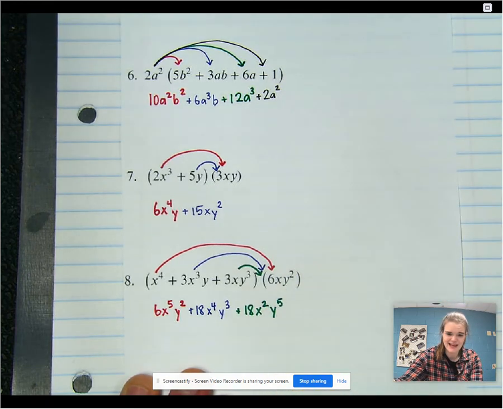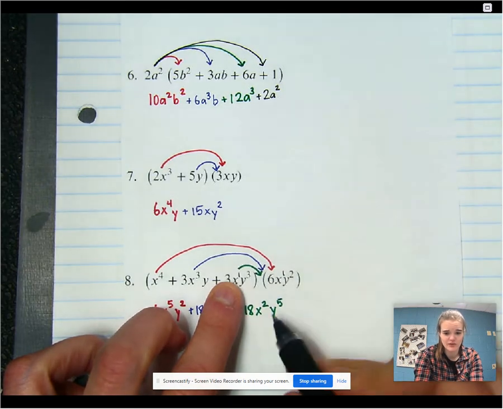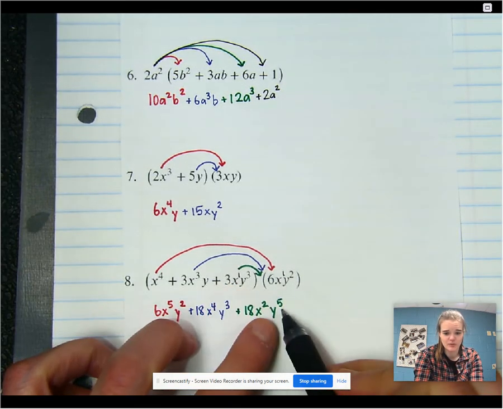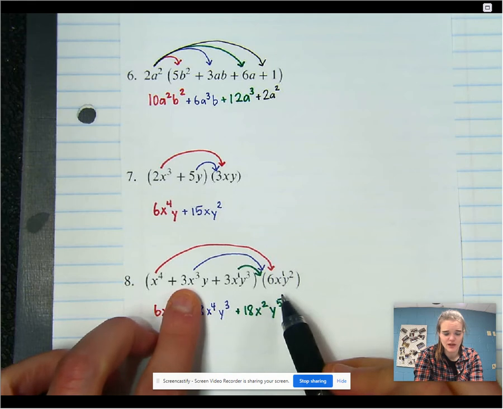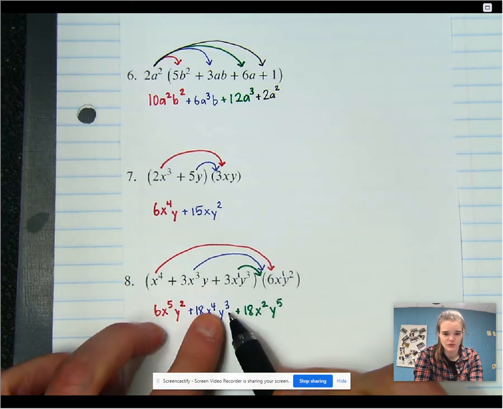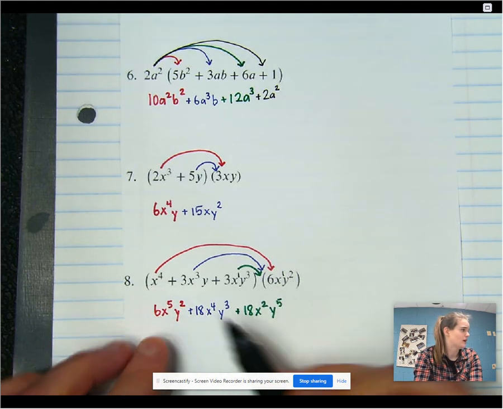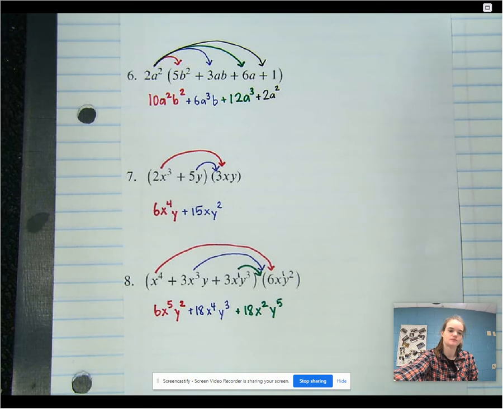And remember, I'm adding these exponents. So 1 plus 1 gave me to the second. 3 plus 2 gave me to the fifth. Same with these. X to the third. 3 plus 1 is 4. 1 plus 2 is 3. 4 plus 1 is 5. And then I just bring this one down. And there's your answer. There is an assignment posted on Google Classroom.